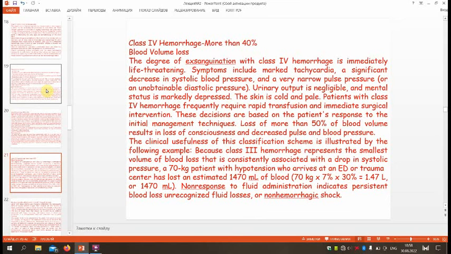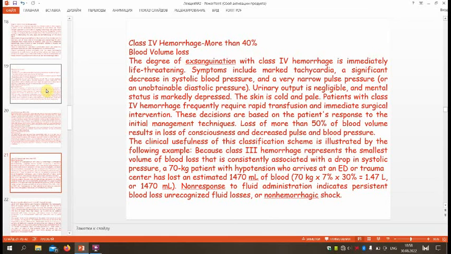Class 4 hemorrhage is about more than 40% of blood volume loss. The degree of sanguination with class 4 hemorrhage is immediately life-threatening. Symptoms include marked tachycardia, significant decrease in systolic blood pressure, and a very narrow pulse pressure or an unobtainable diastolic pressure. Urinary output is negligible and mental status is markedly depressed. The skin is cold and pale.